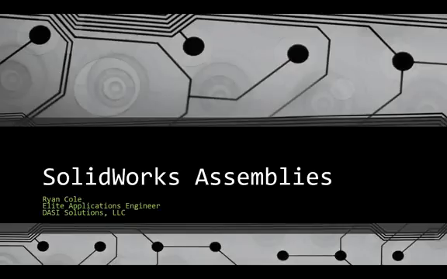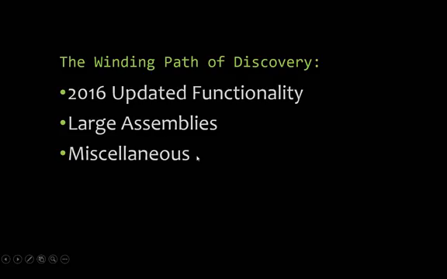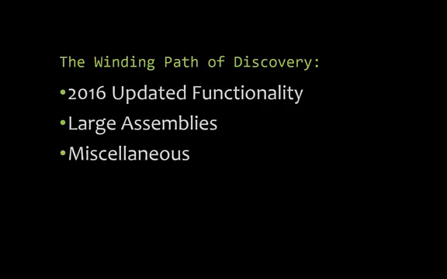So we've got SOLIDWORKS Assemblies, the winding path of discovery here. I'm going to talk a little bit about the 2016 improvements. We'll also talk about large assemblies in particular. What we discuss with large assemblies is a broad spectrum; it could work with medium size, large size, super large, and even small. We'll talk about the time and depth that goes into it, the amount of work you put in before the effort you get out of it. Then I have some miscellaneous high-level items at the end to talk about and look into.